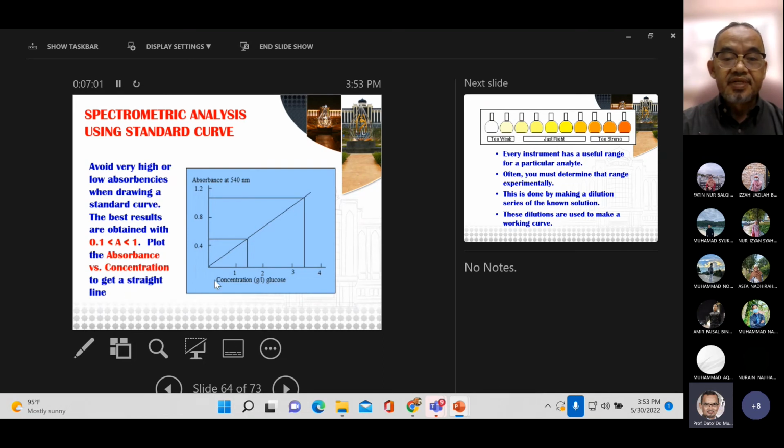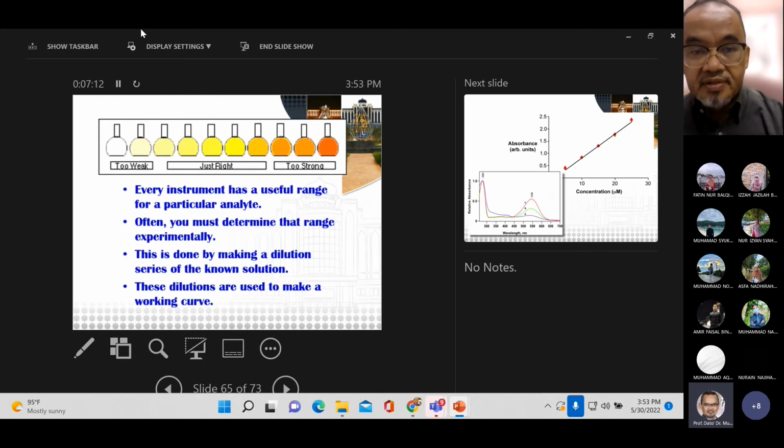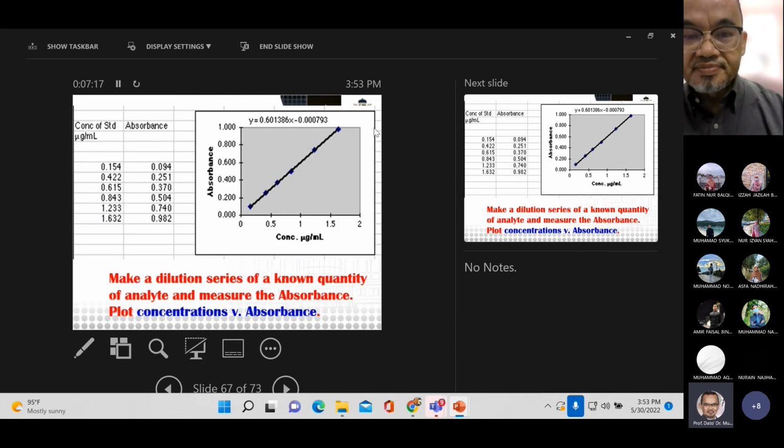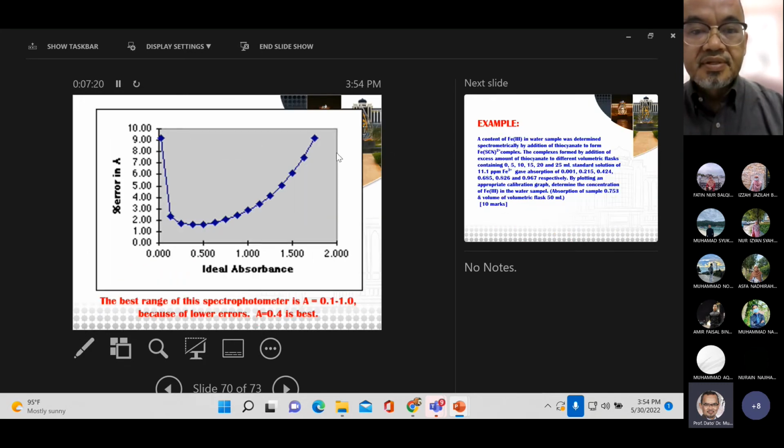This is the same method again, but using spectral probability analysis. And this is an experiment that you did in the lab: a series of concentrations and you plot a graph. And this is the error versus the absorbance. The percentage error is going to be very low if you are working in the concentration range that gives about 0.5 absorbance. If possible, do not exceed 1.0.